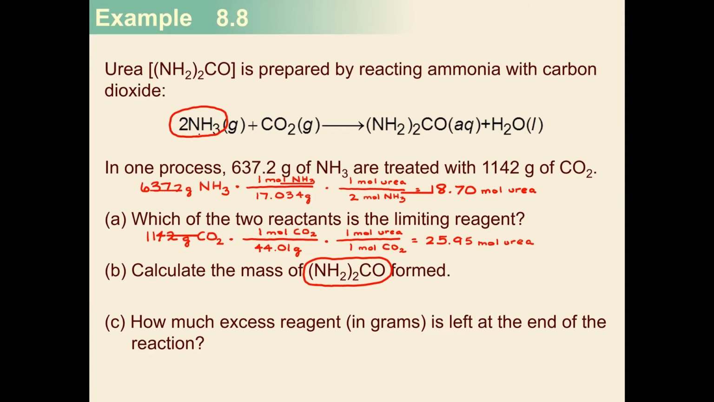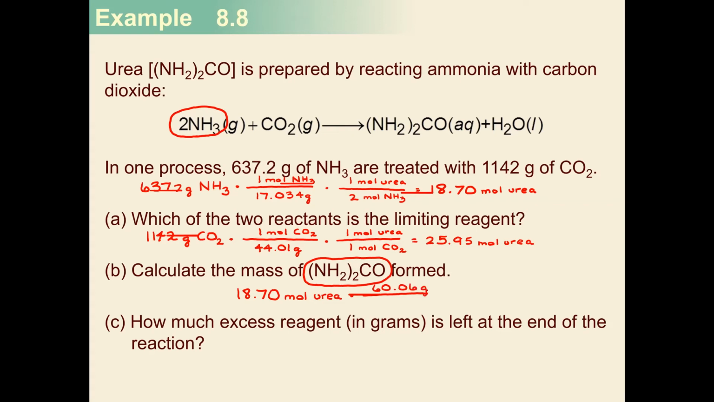So now let's go ahead and look at part B. Calculate the mass of that urea formed. Well, the nice part about B is we've done most of the math. We have gotten to this point where we know how much urea can be formed from our limiting reagent. So the only thing we have to do after this is go to grams of urea. So in this case, I will take my 18.7 moles of my urea, multiply it by the molar mass.